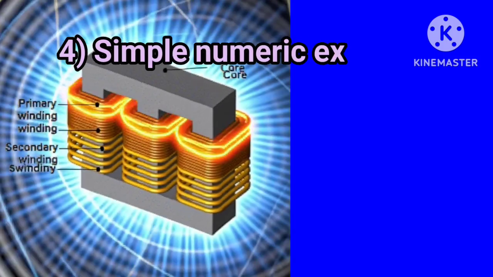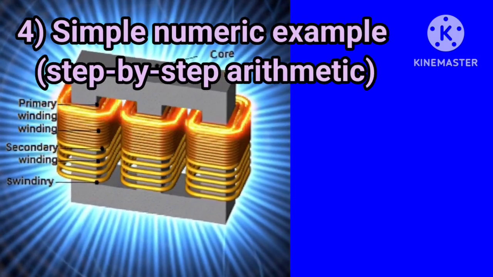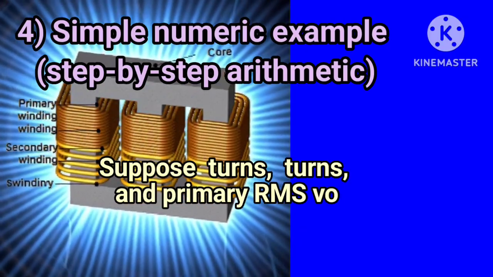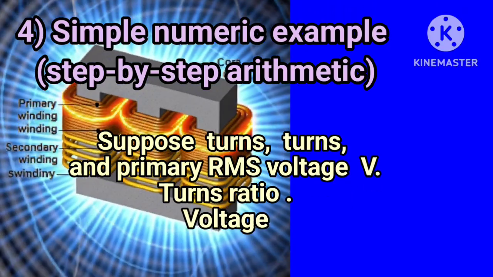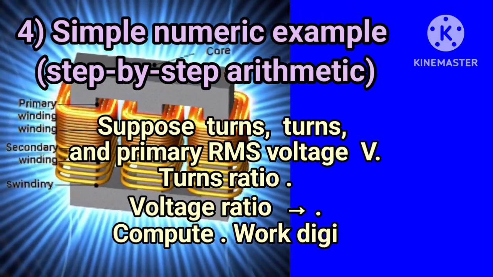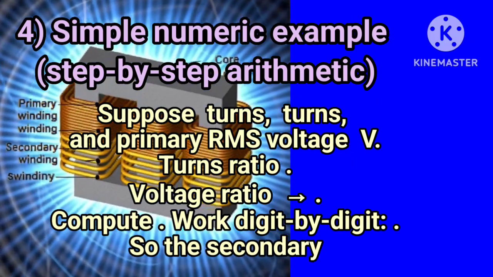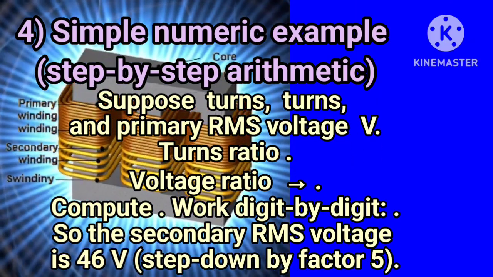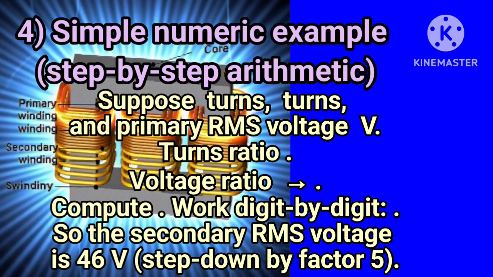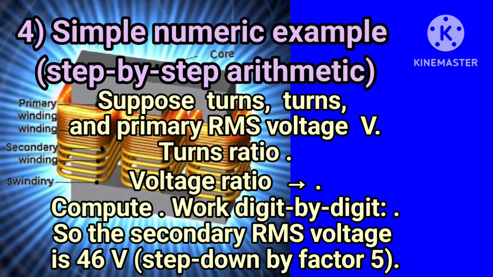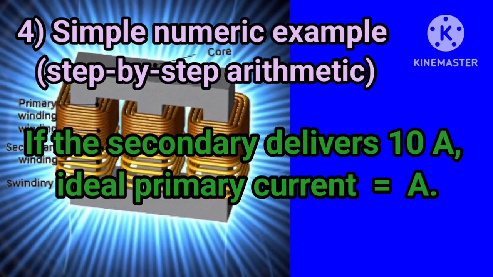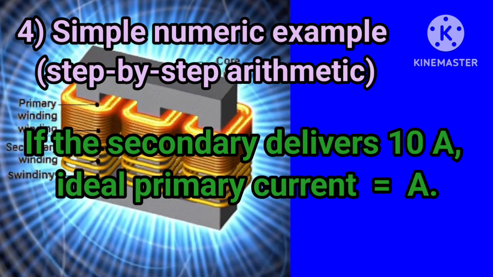4. Simple numeric example, step-by-step arithmetic. Suppose we have the turns and the primary RMS voltage. Compute the turns ratio and the voltage ratio. Work digit by digit. So the secondary RMS voltage is 46 V, a step down by a factor of 5. If the secondary delivers 10 A, the ideal primary current can then be calculated.